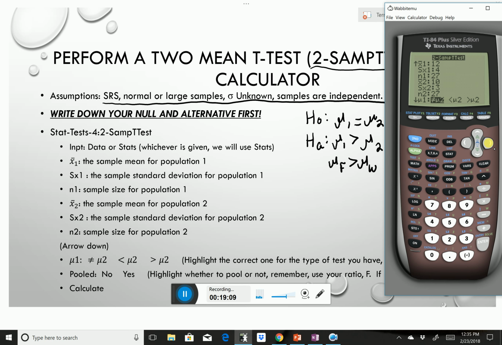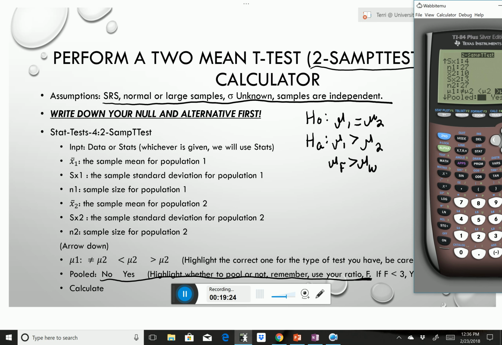And we know that we want greater than. And pooled. Uh-oh. We didn't find out whether we can pool or not. We need to use our ratio F. So let's find our F. Remember, we take the larger s squared over the smaller s squared.